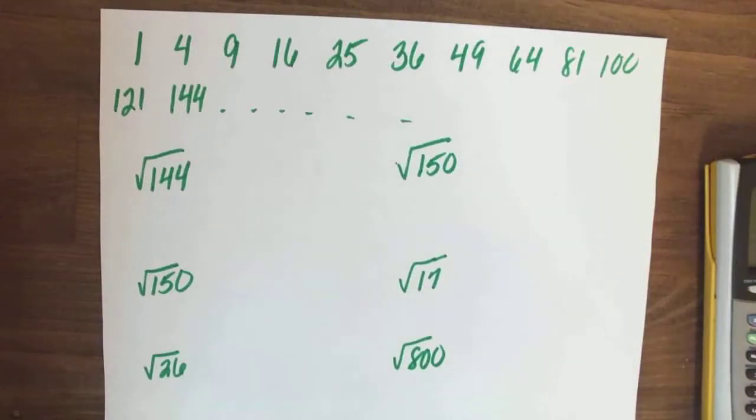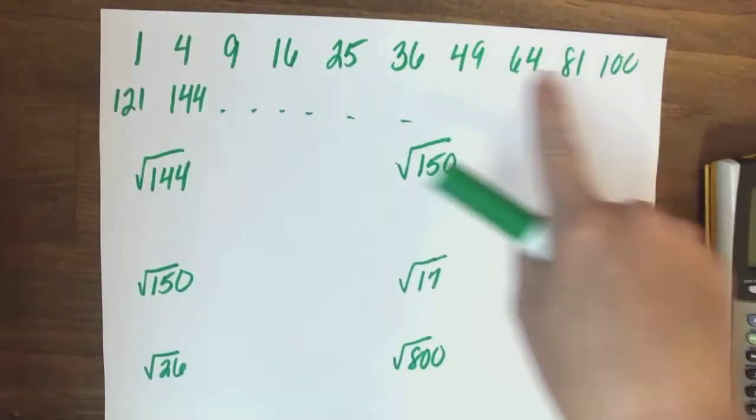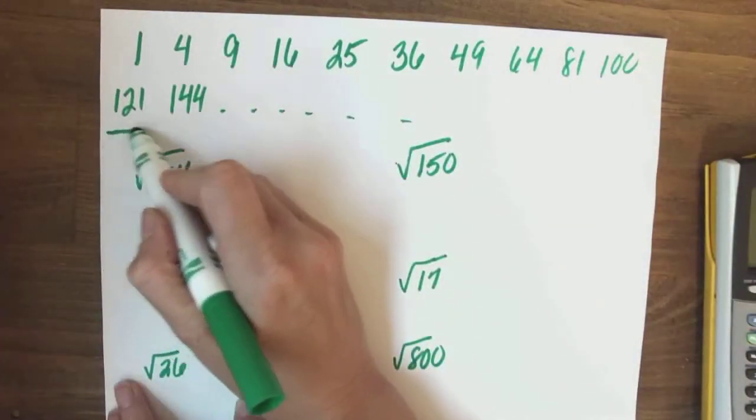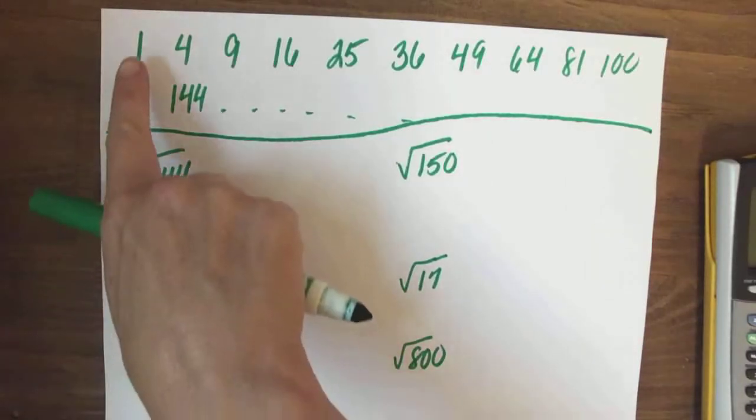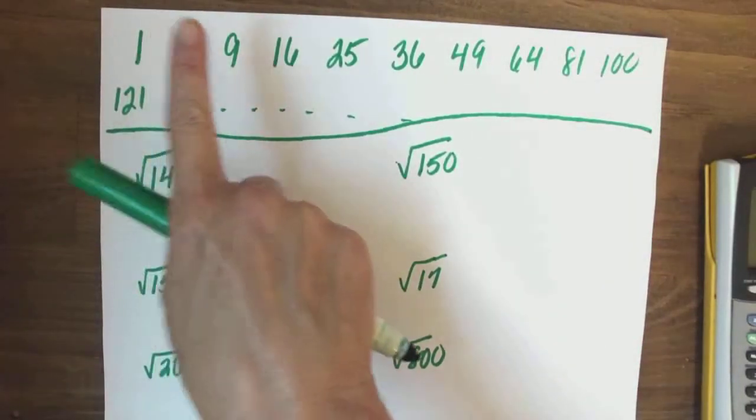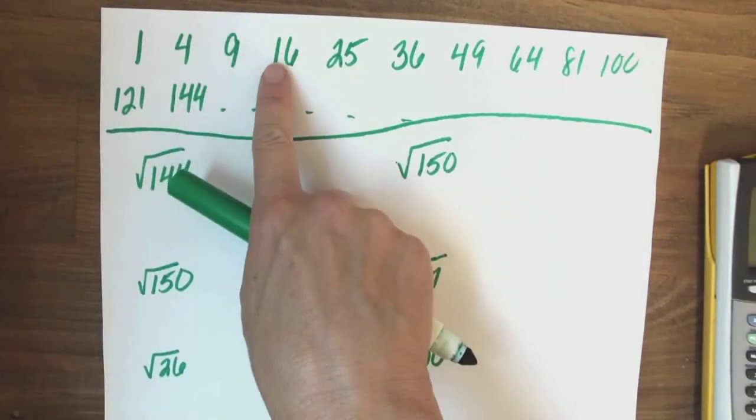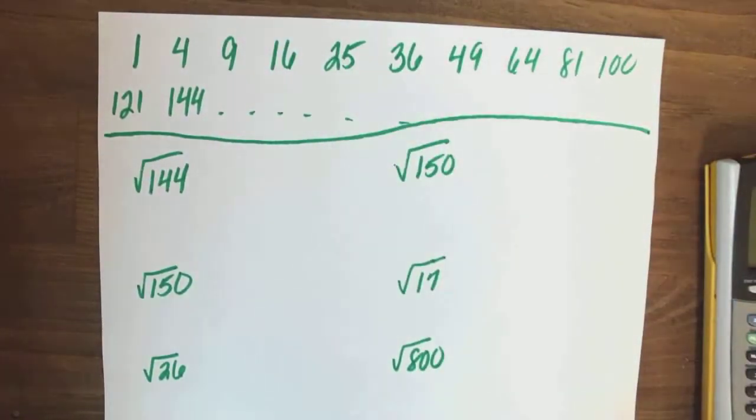Okay, this video is going to be about simplifying square roots. It's really important to know your perfect squares. I listed the first 12 at the top. These are perfect squares because their square roots are integers, whole numbers. 1 times 1 is 1, 2 times 2 is 4, 3 times 3 is 9, 4 times 4, and so forth. So let's go through these examples here.